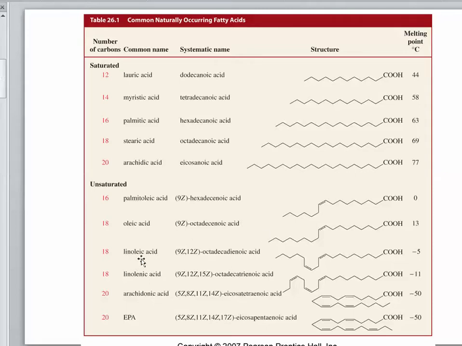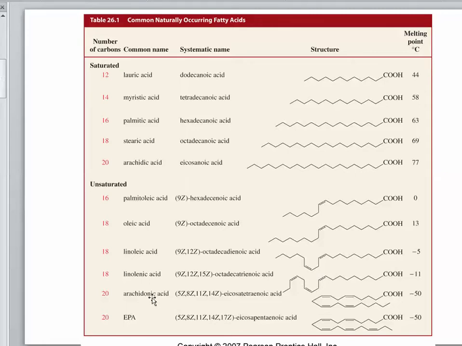Well, if I look at linoleic acid, we see two double bonds in here. We see a double bond here at carbon 9, and then another double bond at carbon 12. Both of those, again, are the Z formation. If I look at linolenic acid, I see three of them: carbon 9, Z formation, carbon 12, Z formation, carbon 15, Z formation.